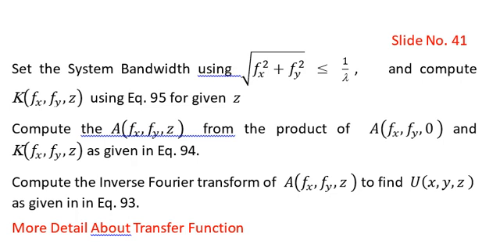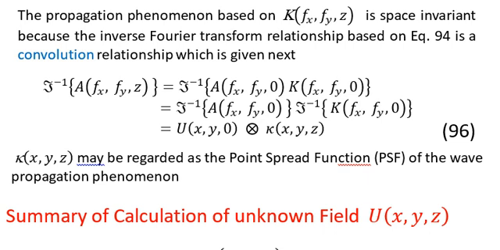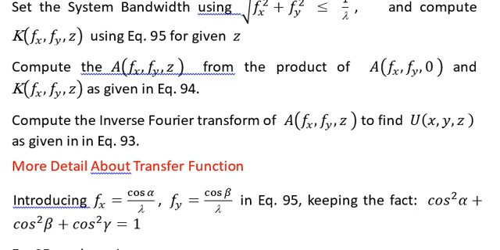Compute the inverse Fourier transform of both sides of these quantities to find this one, and the Fourier transform is just what we have mentioned over here in equation 96. So you see that these are the steps that I have mentioned over here that you can use in order to calculate the field u at x comma y comma 0, that is the u at the position z.